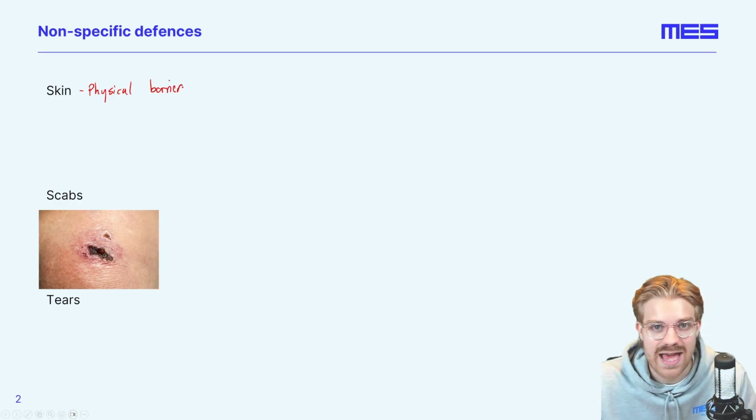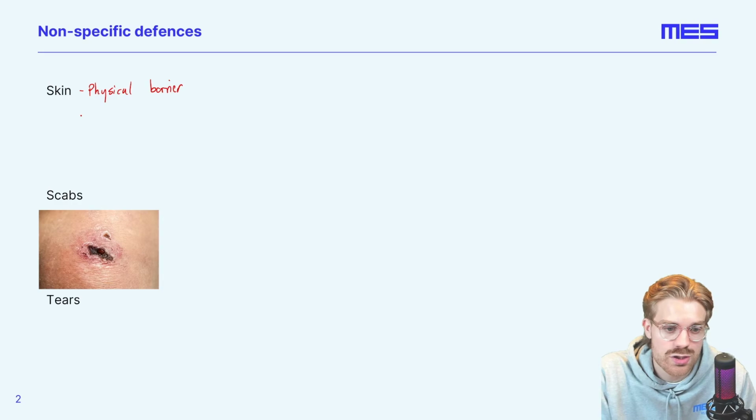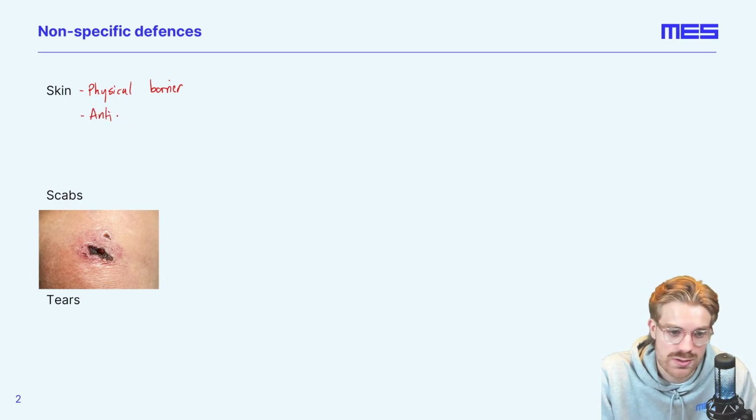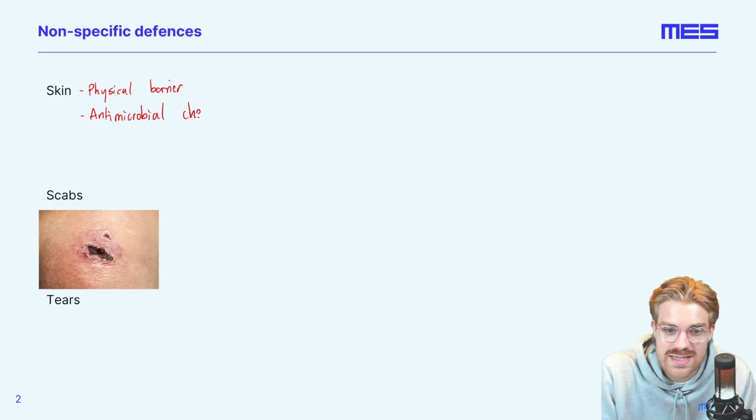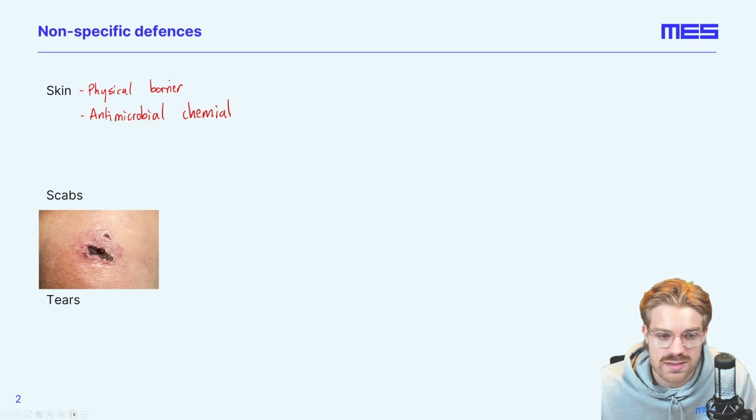The skin is an impermeable barrier. It's also waterproof, and it also produces antimicrobial chemicals. These antimicrobial chemicals, like the sebum, the oil on your skin, helps to kill any microorganisms.